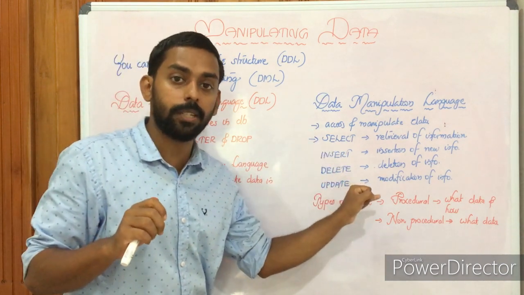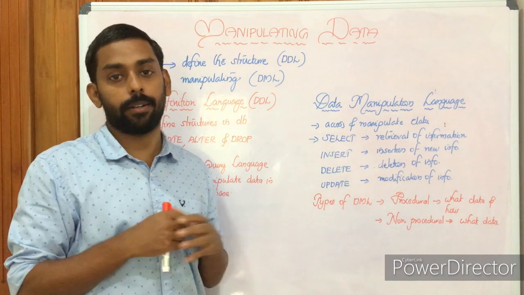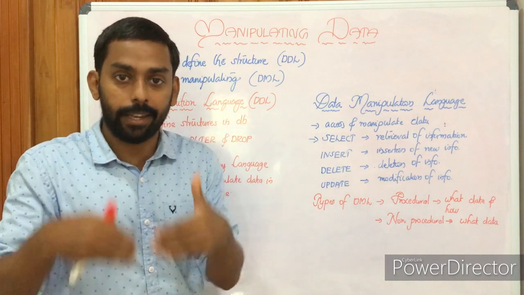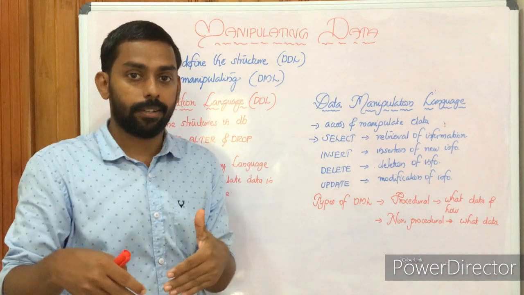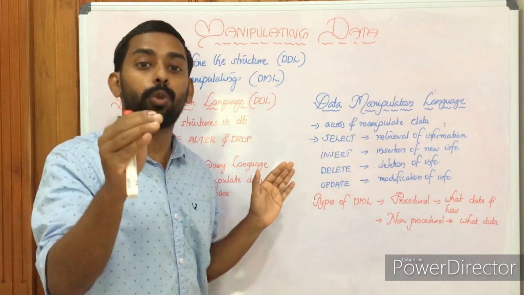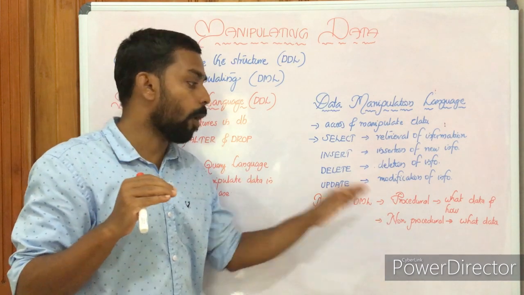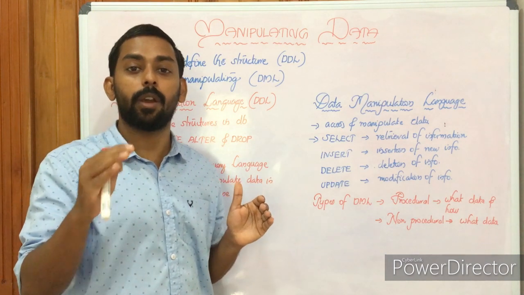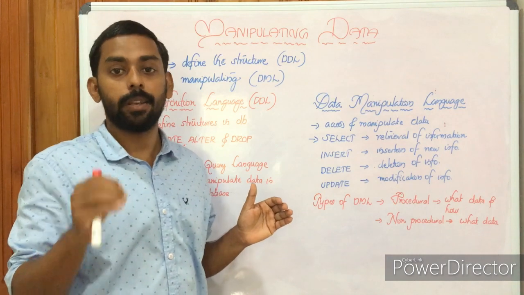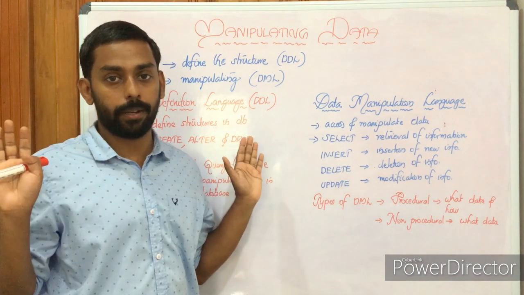In procedural, we have to specify what data is needed and how to get the data. We have to specify both. How means how to get it, that is the procedure. But in non-procedural, we have to specify only what data is needed. We don't have to specify how to get it, because how to get it is already defined.